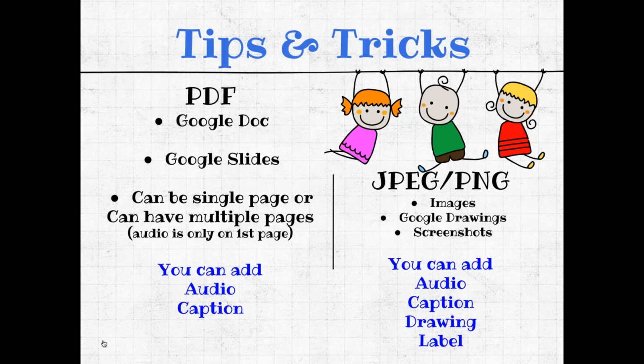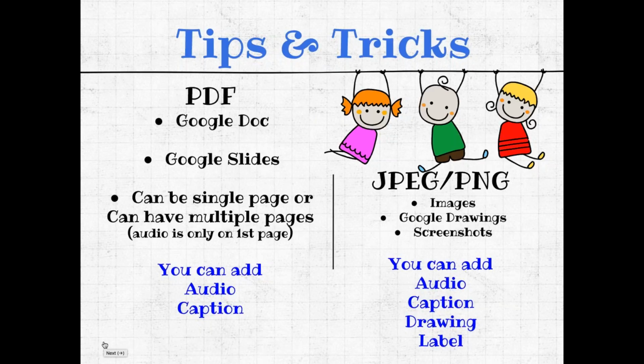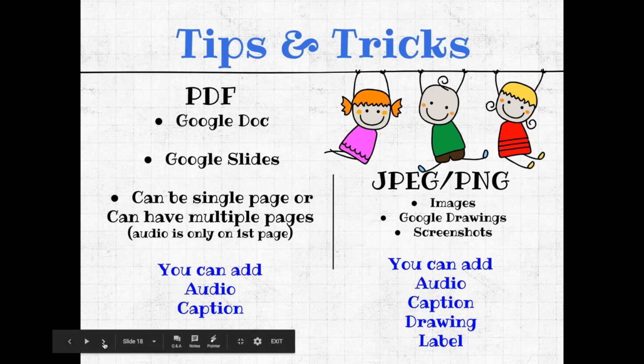Here is the difference between PDF and a JPEG/PNG. You can get Google Docs, Google Slides. It can be a single page or have multiple pages, but the audio is only on the first page. And on a PDF, you can add an audio and you can add a caption. On a JPEG PNG, which is an image, a drawing, a screenshot, you can add audio, captions, drawings, labels, and of course, all those other things that you get. So anything that is a PDF, take a picture of it, put it into Seesaw. It now has become a JPEG, and you have all those other options for you.